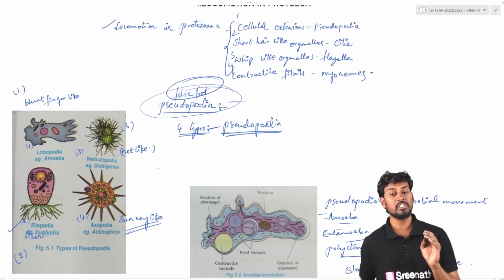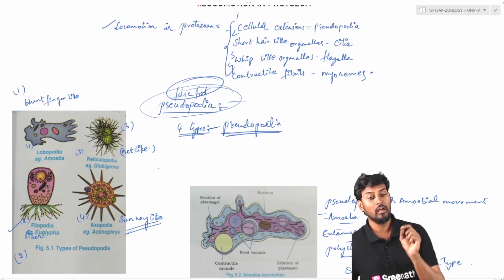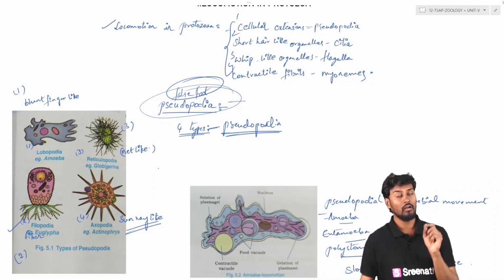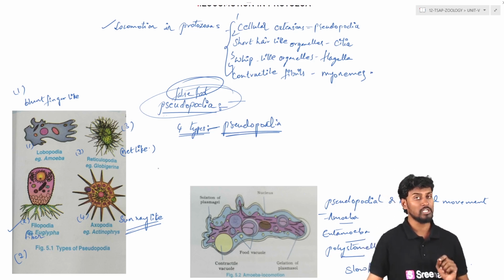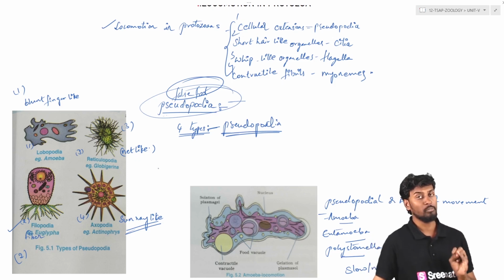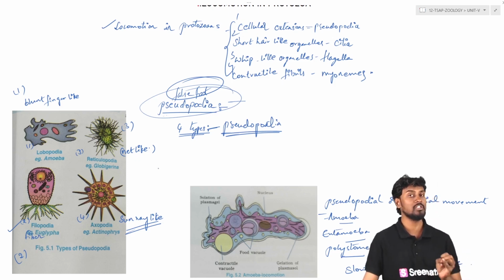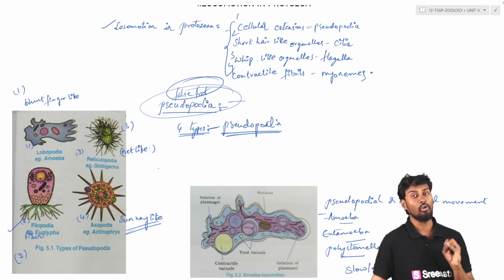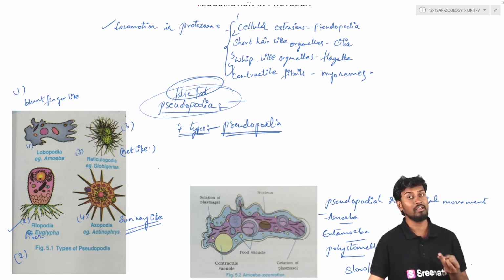Cellular projections are the particular cellular extensions by which an organism migrates from one place to another, and as part of this migration we studied that there are 4 types. The first is the finger-like projection, called lobopodia, which is observed in amoeba. That is a very common kind of pseudopodia or cellular extension shown by protozoans. The second is about the fiber-like extensions, called filopodia, observed in Euglypha.